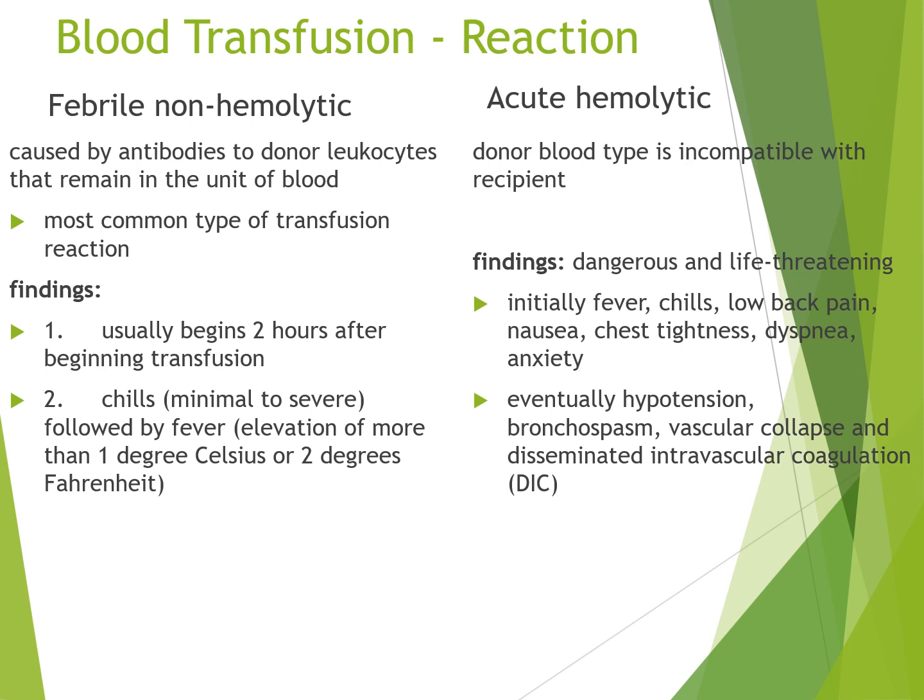The acute hemolytic is when the donor blood type is incompatible with the recipient, and it's always a dangerous, life-threatening situation. They'll have fever, chills, low back pain, nausea, chest tightness, dyspnea, and anxiety. Eventually hypotension, bronchospasm, vascular collapse, and DIC, disseminated intravascular coagulation, where they clot, bleed, clot, bleed, till they can't clot anymore and they actually bleed out. So very serious.